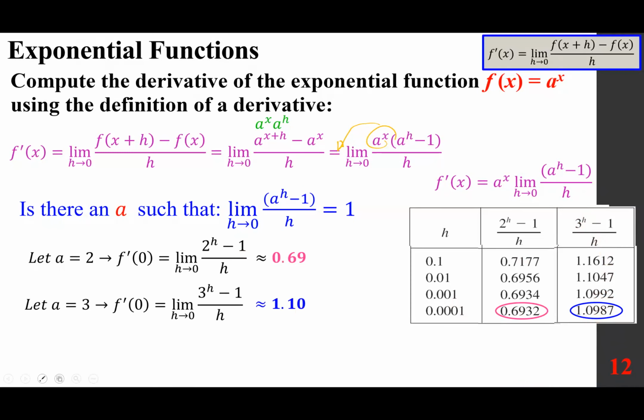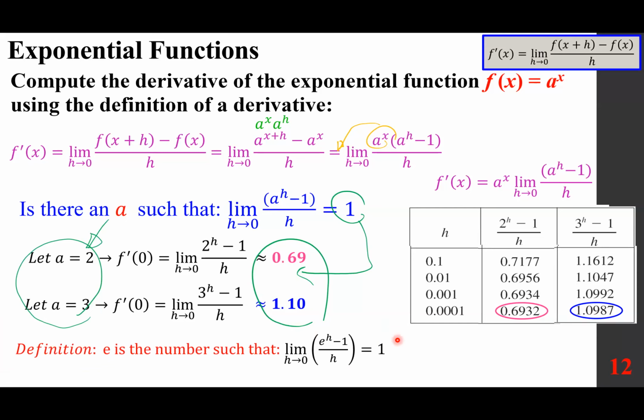Notice number 1 is between these two numbers, isn't it? Therefore, the number that its limit ends up being 1 must be between these two numbers. So somewhere between 2 and 3. Some of you already know it's 2.71828 and it continues indefinitely. But the numerical analysis finds that number. And so this is another definition for E. The limit as h approaches 0 of e to the power of h minus 1 over h must be 1. So that number is E.